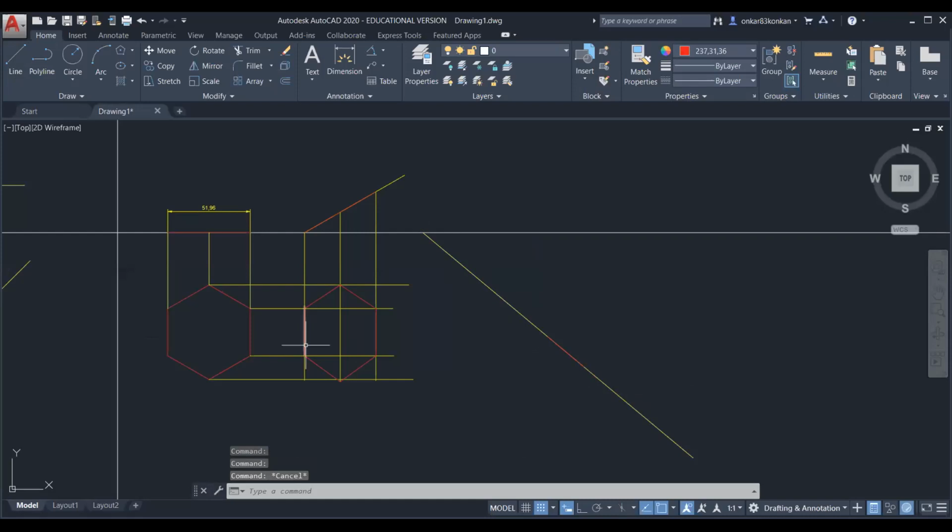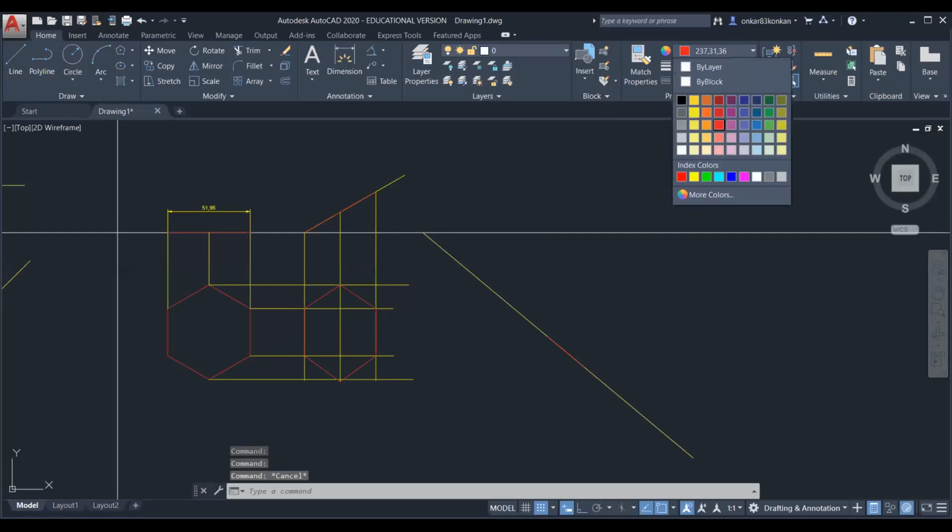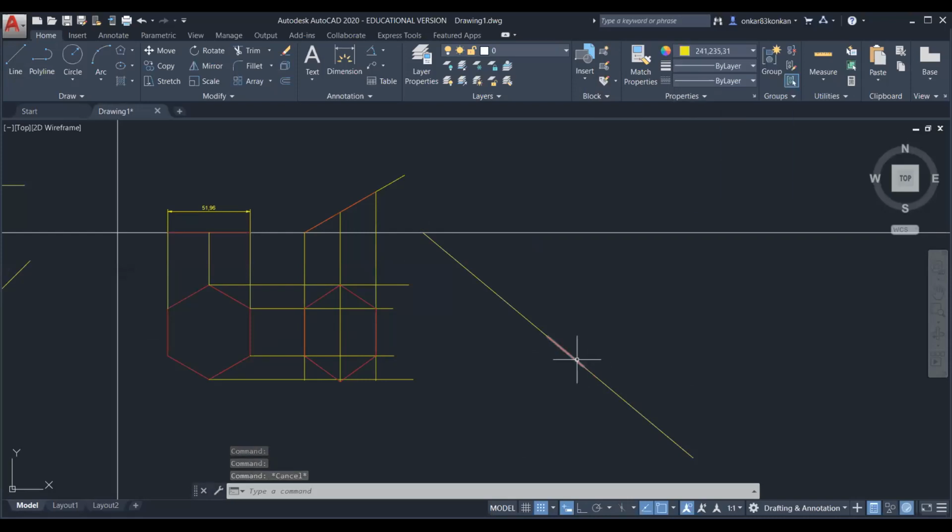Now take this distance in compass, the distance between these two lines. Okay. So before that, draw the perpendicular lines from these endpoints of this line. So basically, we want to draw this complete view on this line. Okay. So from these endpoints, just draw the perpendicular lines.